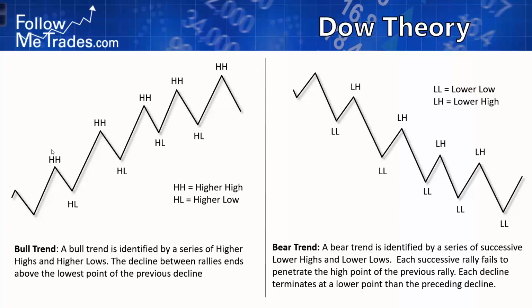An uptrend, according to Charles Dow, and this holds 100 years later, is a series of higher highs, higher lows, higher highs, higher lows. That's an uptrend, the bull trend, right? As long as the declines between the highs stay above the previous lows and then go on to new highs, that is an uptrend. A downtrend is lower lows, lower highs, lower lows, lower highs. As long as that pattern continues, it is a downtrend.